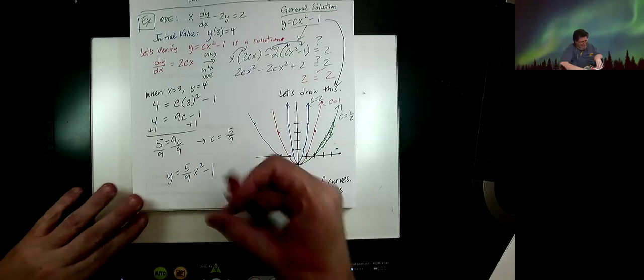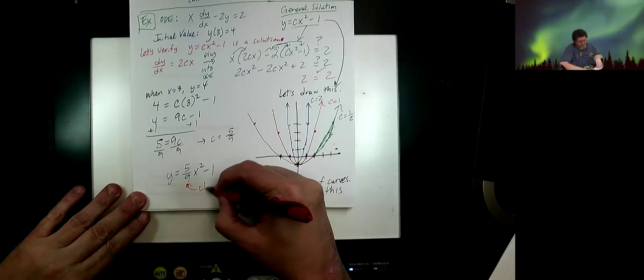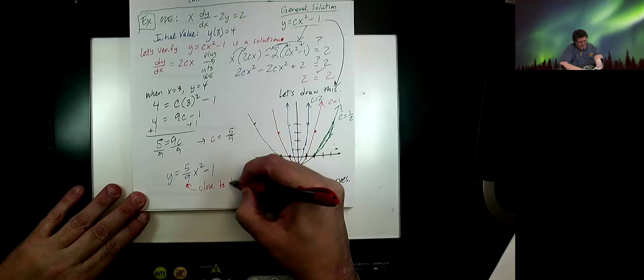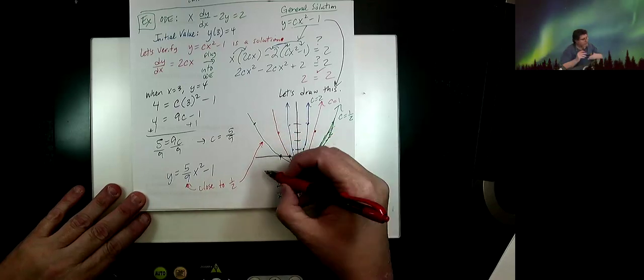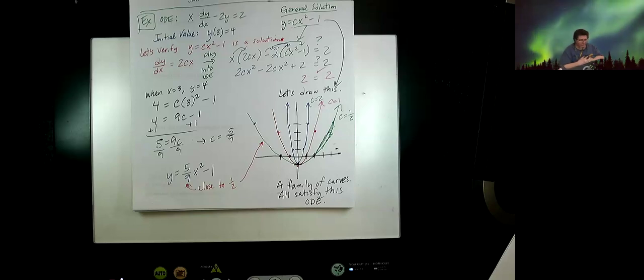Five ninths is close to 1/2. So it's closest to this green line. Gonna be something like that. A little bit off.